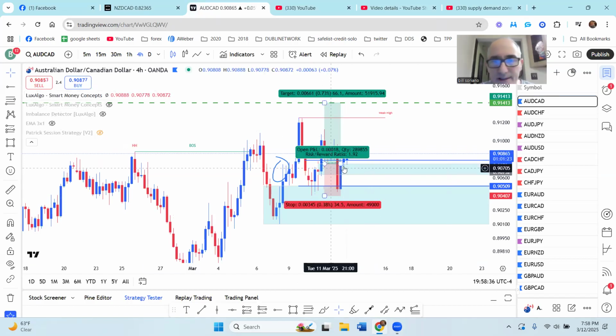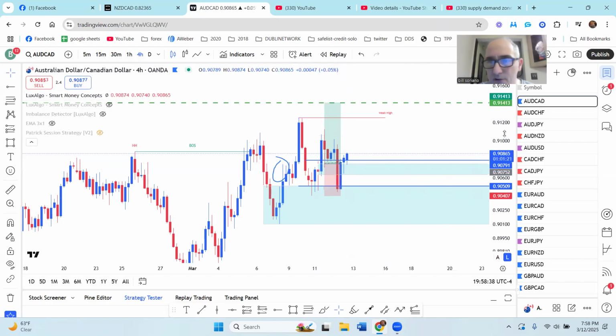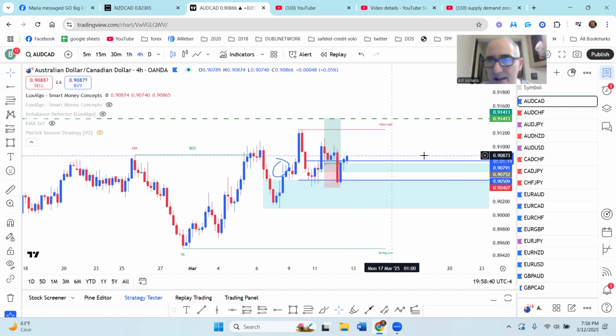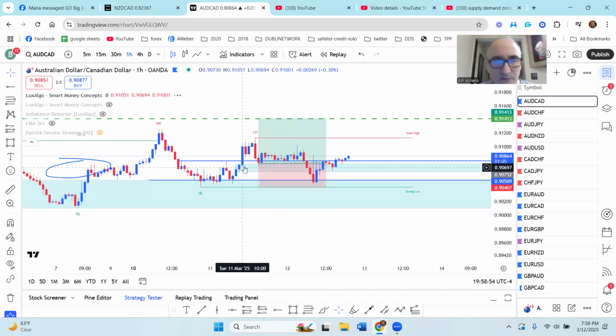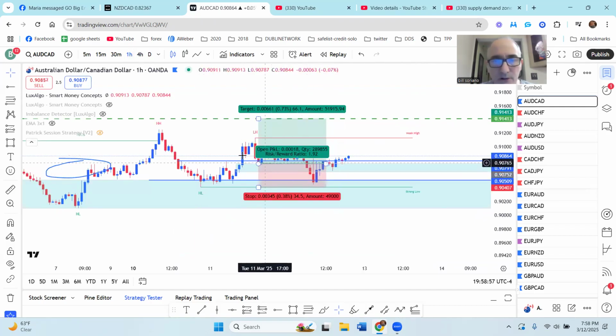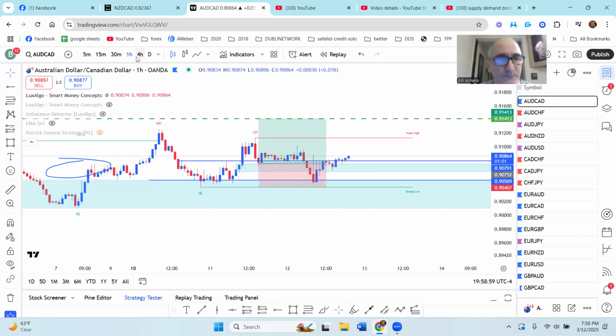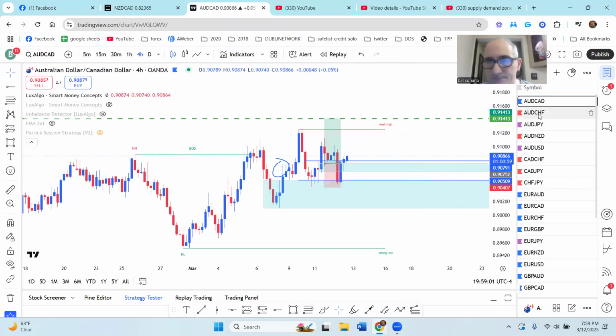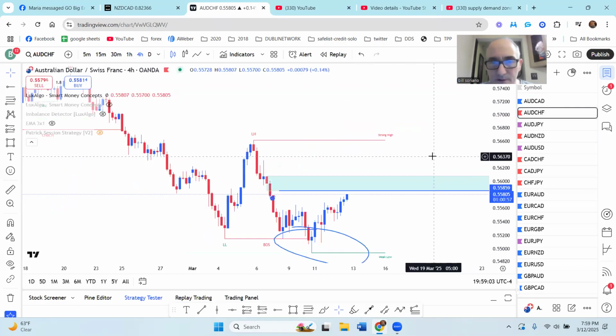So this is AUD CAD. We had a trade go off here in AUD CAD last night, AUD CAD and NZD CAD. You see, I took the NZD CAD trade. So this is coming from this 4 hour order block right here. And then on the 1 hour, we have this refined order block right here that we were trading from, right? So that was AUD CAD. AUD CHF is right here.